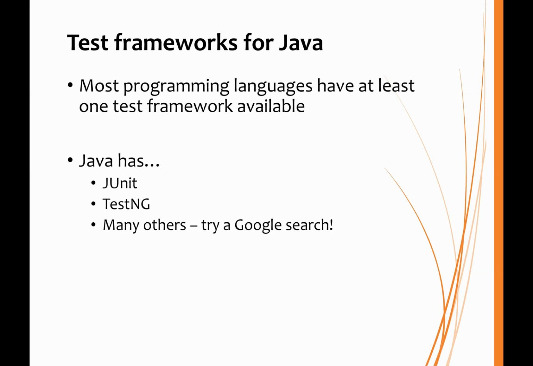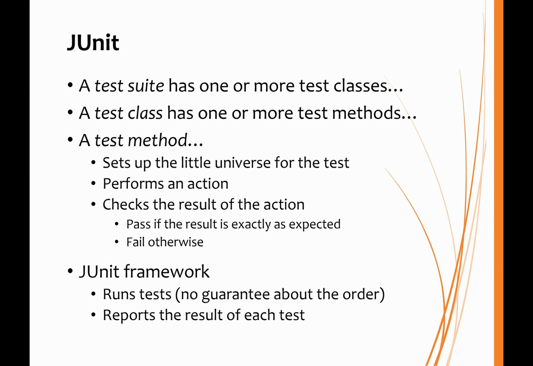Automated testing is usually done via a test framework. Most programming languages have got at least one test framework available, and in Java there are many. 2 of the most popular are JUnit and TestNG, and we're going to focus on JUnit. In JUnit, we develop test suites. A test suite has 1 or more test classes. A test class has got 1 or more test methods, and a test method will set up the little universe for that test, perform an action, and then check the result of the action. And the test will pass if the result is exactly as we expect, otherwise it will fail.